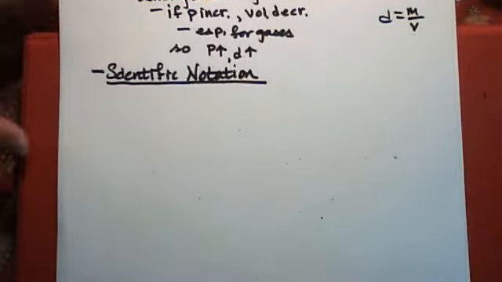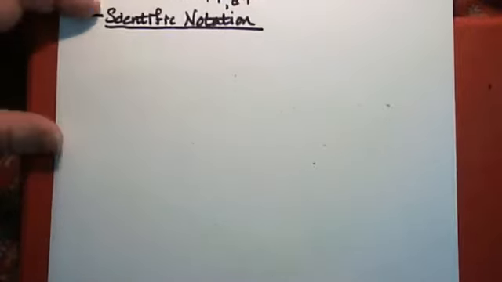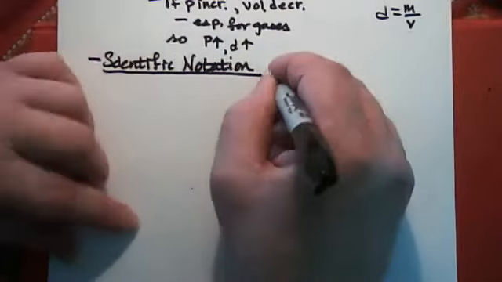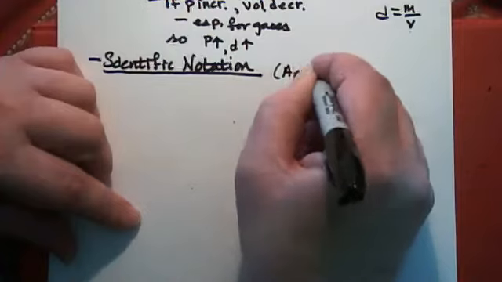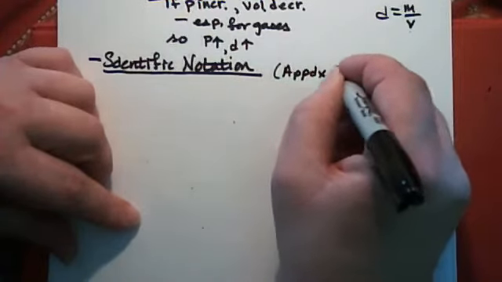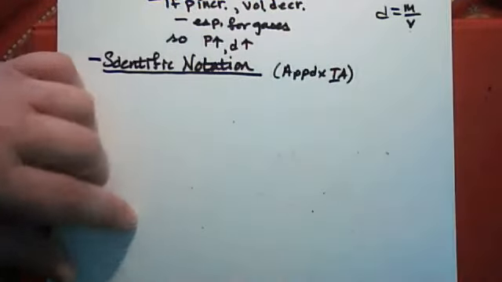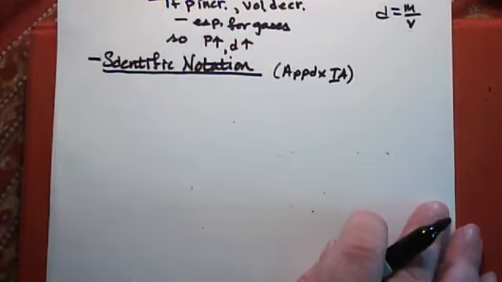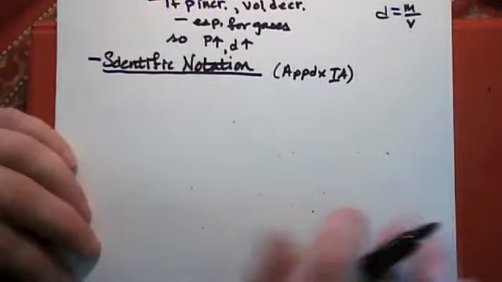Okay, we're back and we're on to scientific notation. Scientific notation, as I said, can be found in more detail than in the text in Appendix 1A. It's a sort of a review of what scientific notation is and how to convert from numbers in scientific notation and regular, what we call decimal, numbers.